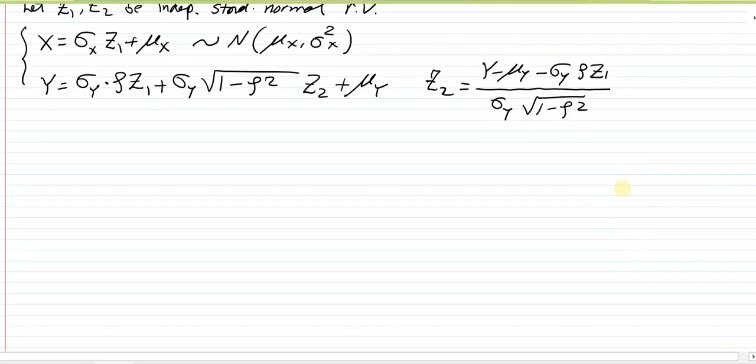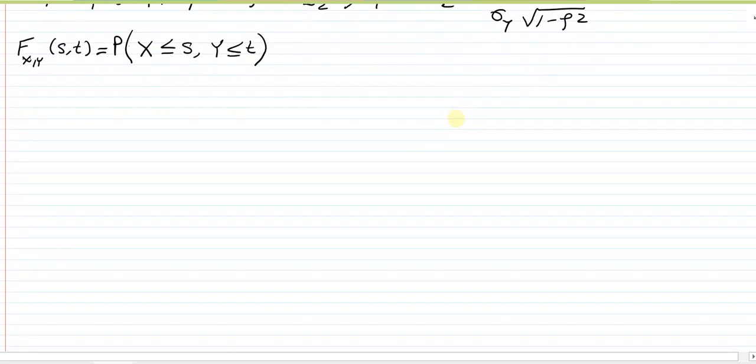So now we can move to find the joint cumulative distribution function of x and y, and then from that we'll be able to come up with the joint density function. Now the joint cumulative distribution function F of x, y, actually let me change that to s, t, it will make it a little easier. By definition, that's the probability of x less than or equal to s and y less than or equal to t. That's just the definition of joint probability distribution.